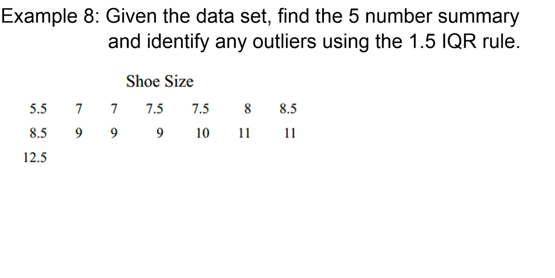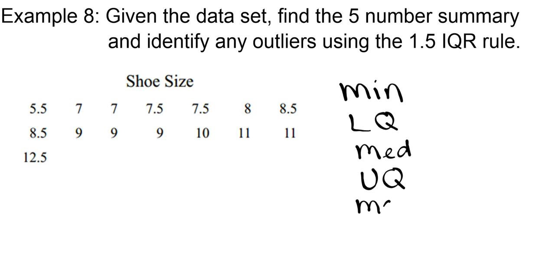Given the data set, find a 5-number summary and identify any outliers using the 1.5 IQR rule. Shoe size. So the first thing we have to remind ourselves is that the 5-number summary is made up of a minimum, a lower quartile, a median, an upper quartile, and a maximum.